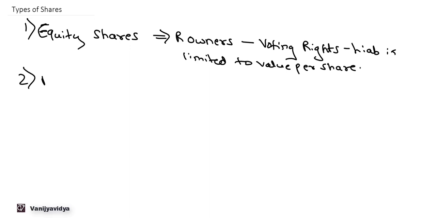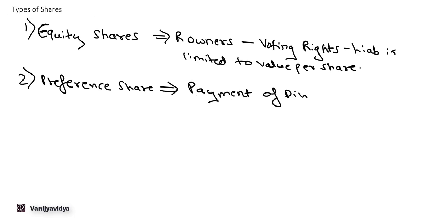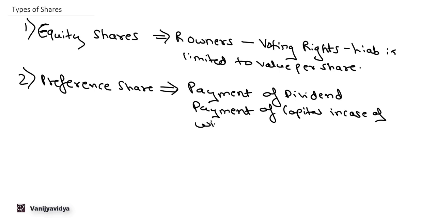Now, second type is preference shares. So, as the name itself suggests, these preference shareholders are also owners of the company, but these preference shareholders have preference over equity shares when it comes to payment of dividend and payment of capital in case of winding up of the company. But the preference shareholders do not have voting rights.